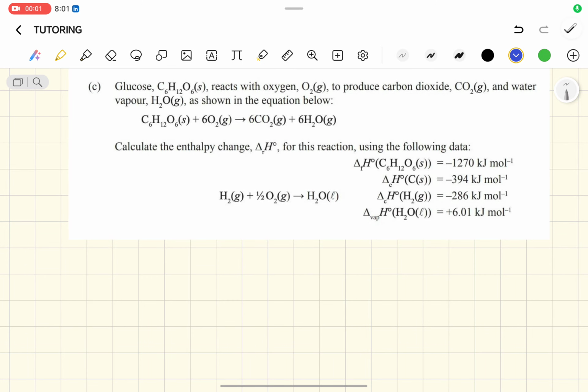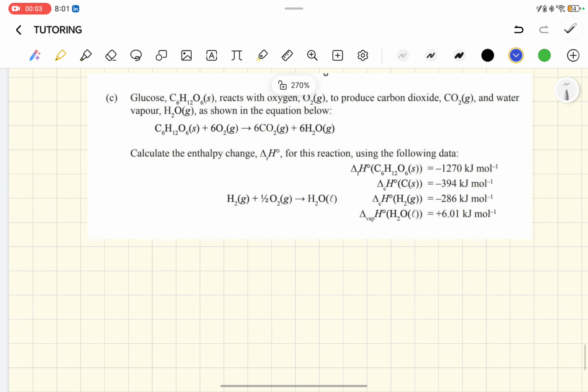Hello everyone, this is part 2 of Hess's law. In this video, we'll be going through the 2023 past paper on Hess's law. This is question 3C. In this question, we ask for the enthalpy change of the combustion reaction of glucose, which is here.